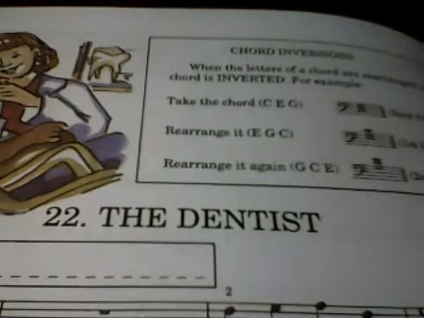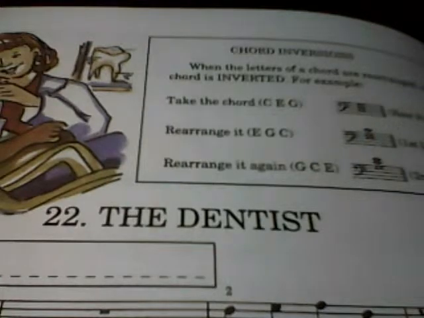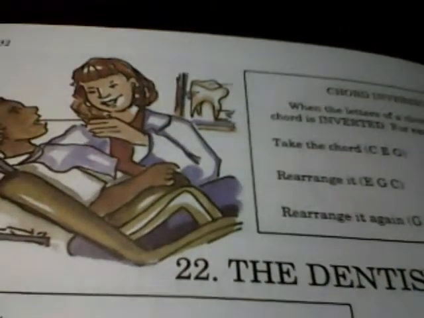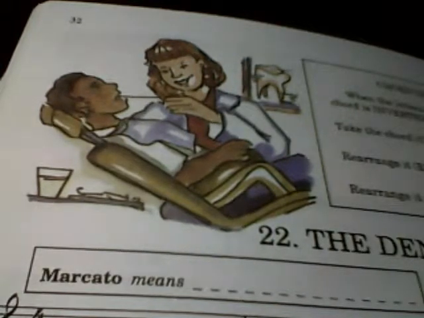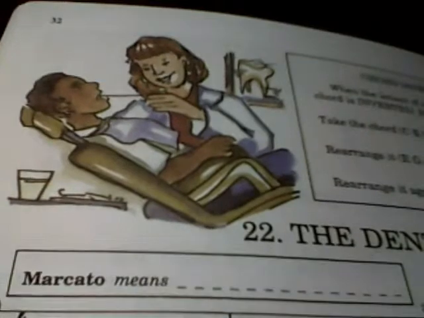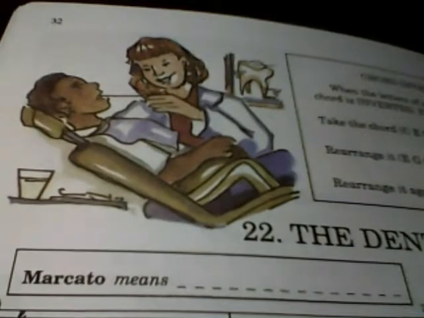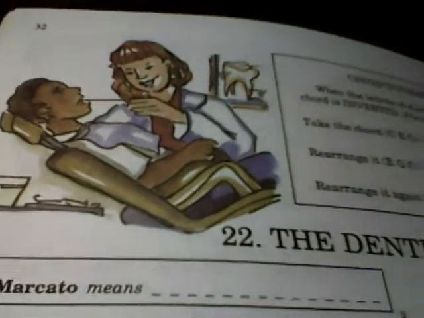This is page 32 in the blue book. The song is The Dentist. We have another new term that we need to look up. Makato means... turn to page 48 and find what that means, and then come and write it in your book right there.